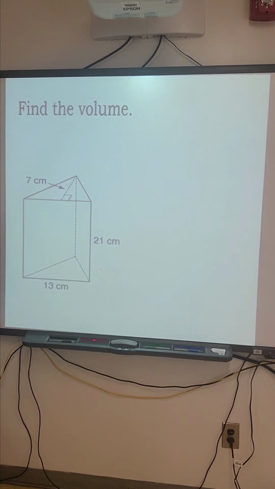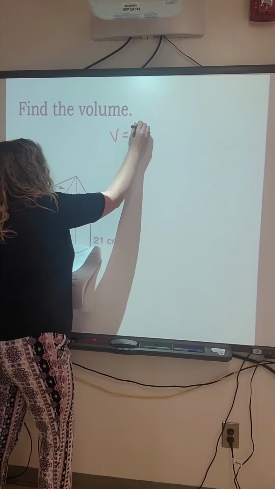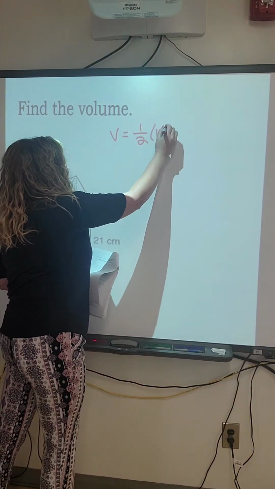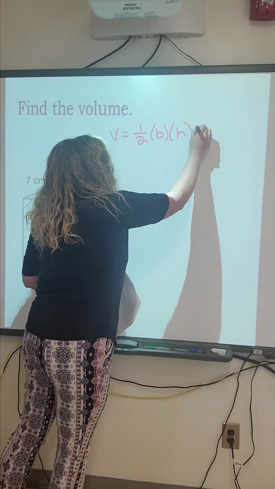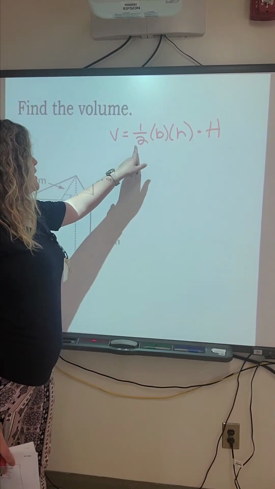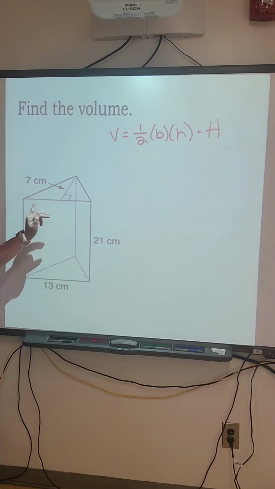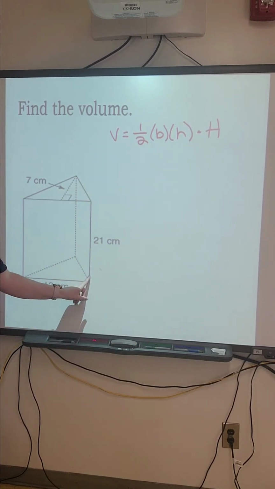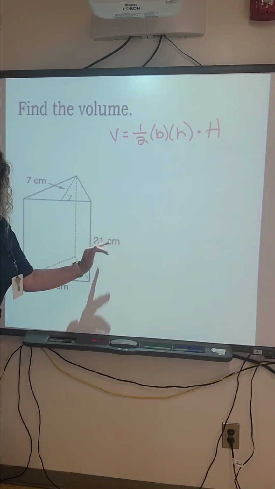Let's do one of these triangular prisms. Now the volume for a triangular prism is V equals 1/2 times your base times height times your whole height. So this right here is just to find the area of the triangle that you have at the base. But the capital H is how tall your prism is.